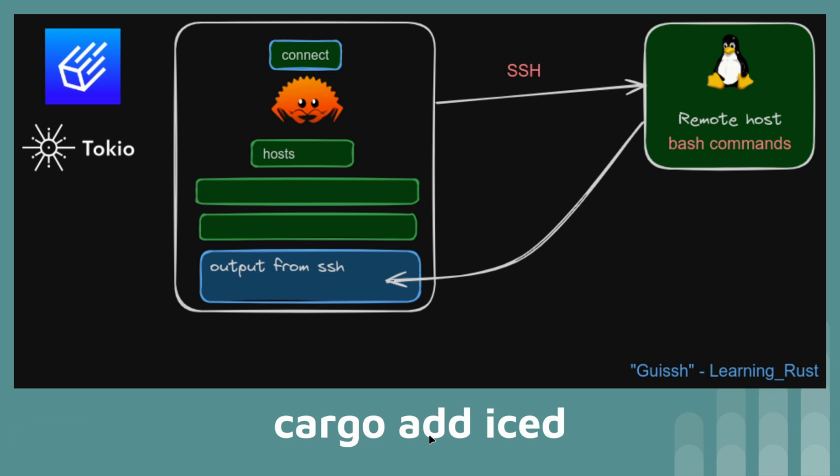You'll just need to add iced, cargo add iced, and Tokio as well. We use Tokio because we want to run async because we don't know how long the response will take, or the command to the remote host, because that depends on the network. So it's network bound rather than CPU bound.